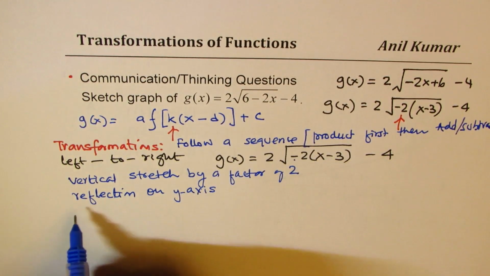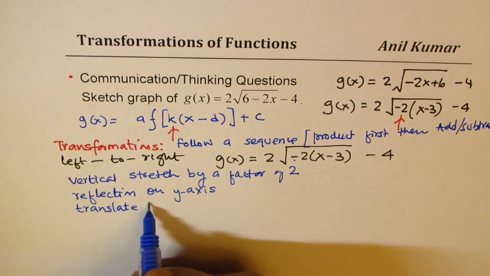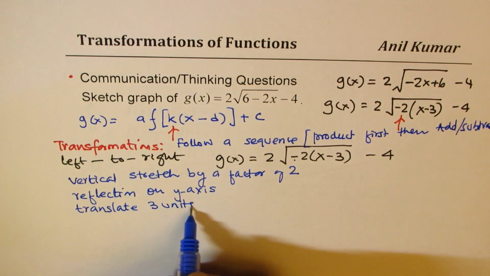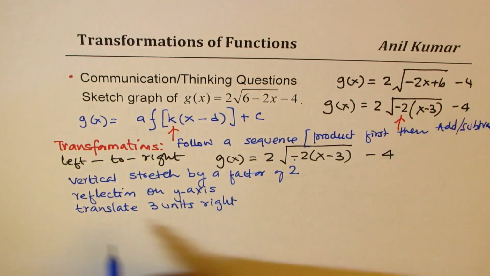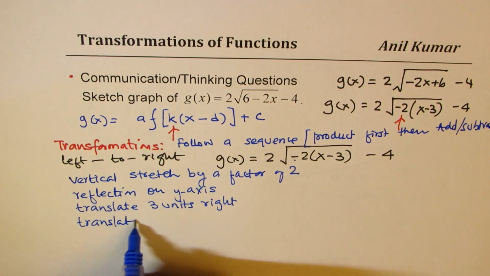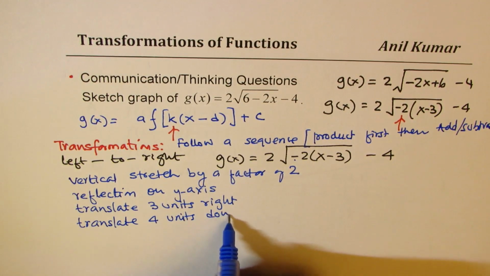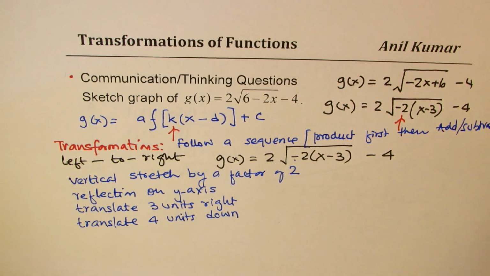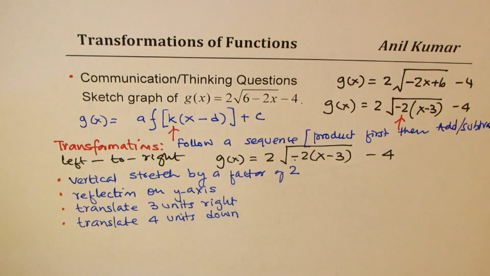Then minus 3 means translate 3 units right. And minus 4 means translate 4 units down. Do you get it? So these are the transformations which we need to incorporate to sketch the function.